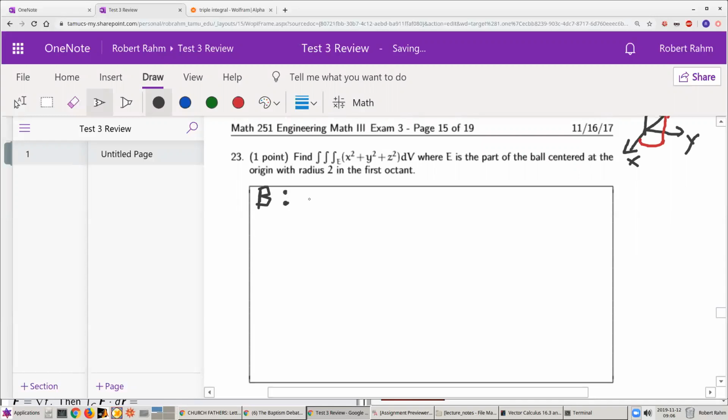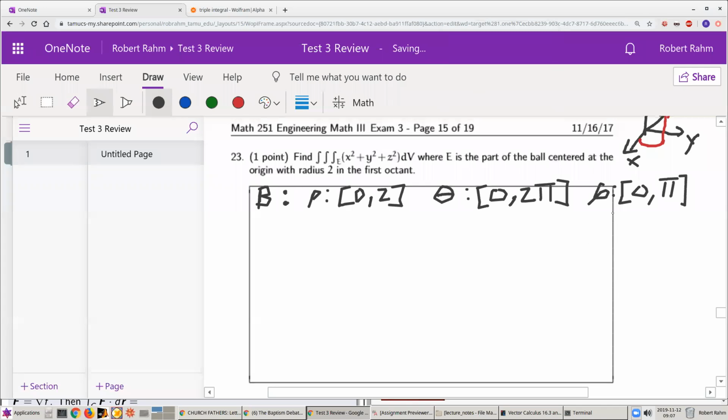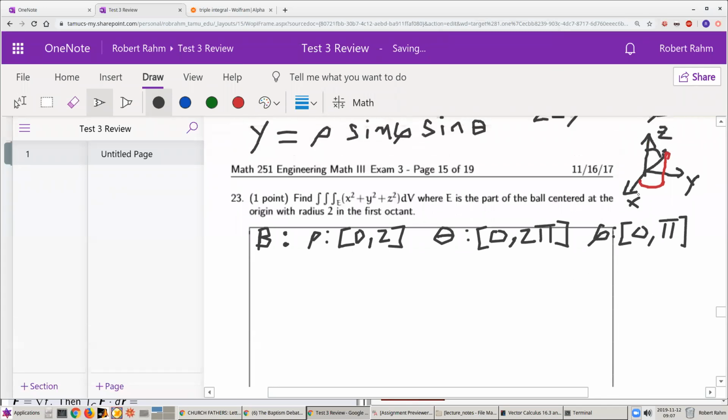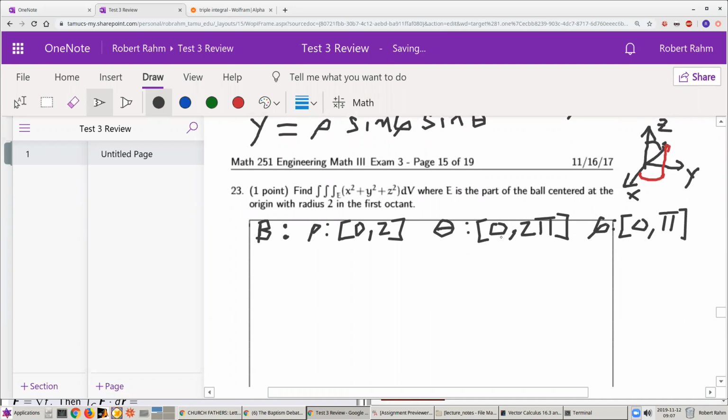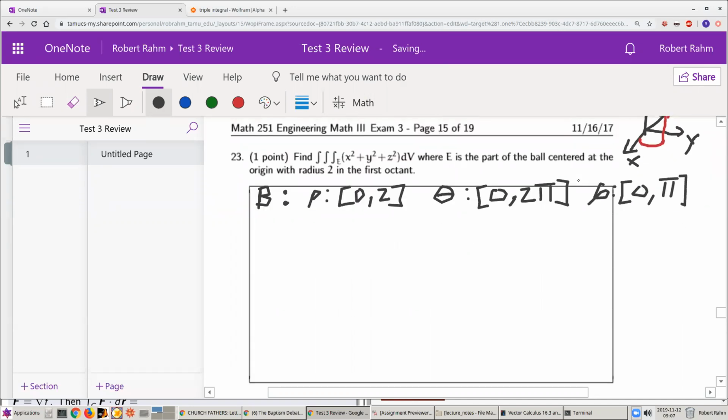Rho is going to go from 0 to 2. Theta will go from 0 to 2 pi because we want the whole ball, all the way around. And phi goes from 0 to pi because we want to go from here all the way down to the negative z-axis. So by definition, theta is between 0 and 2 pi, and phi is between 0 and pi. This means we just want everything, and we want rho to go from 0 to 2.